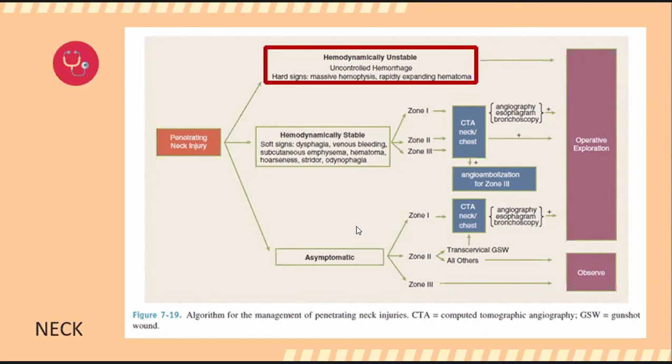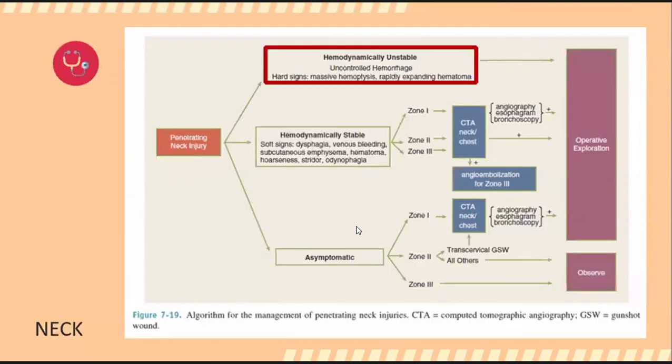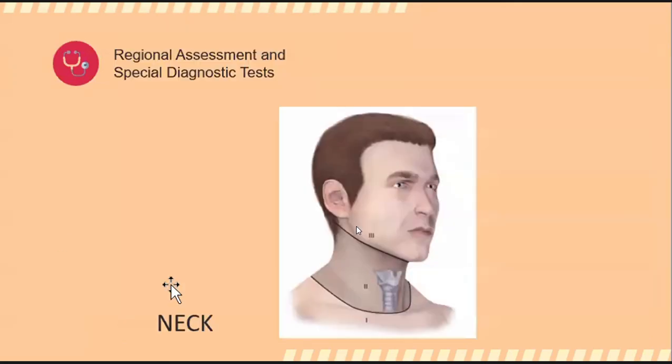operative exploration. And if may nakitang injury sa zone 3, lalo na pag vascular injury, we can do angioembolization. But for asymptomatic patients, for those na may injury sa zone 3, we can observe. And if sa zone 1, for asymptomatic patients, again, we can do angiogram, bronchoscopy, or esophagoscopy. Yung zone 1 kasi, malapit doon yung major vessels, andun yung trachea, yung esophagus.